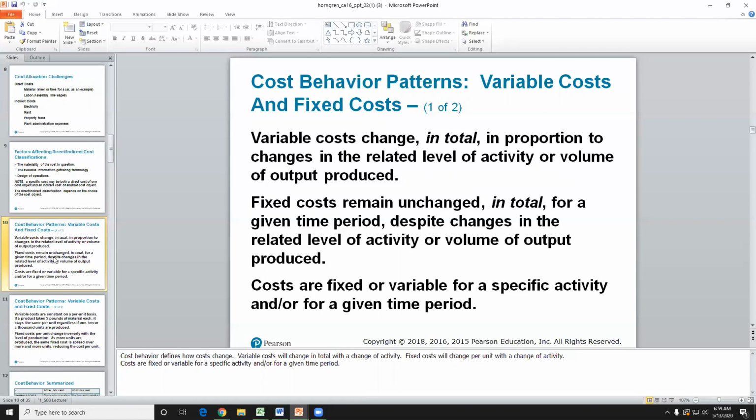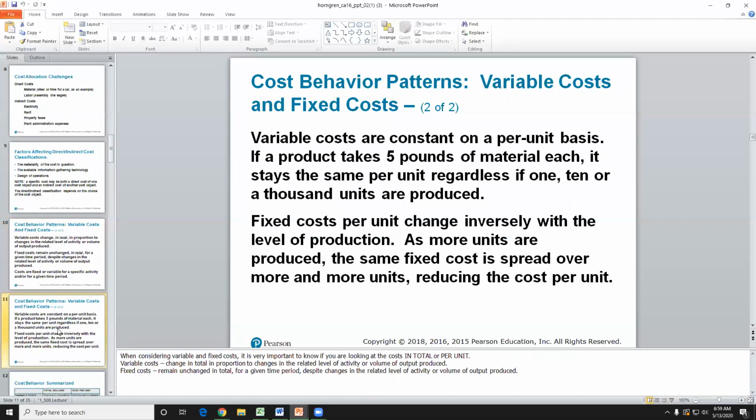But it's going to be important that we distinguish between variable and fixed cost, particularly as we get into the next couple of chapters. But right now, terminology is all we're after. Okay, so more definition here. Variable costs are constant on a per unit basis. If a product takes 5 pounds of material each, it stays the same per unit regardless if 1, 10, or 5,000. Okay, that's one of the assumptions. Fixed cost is, on a per unit basis, inversely related to production, but in total remains constant.